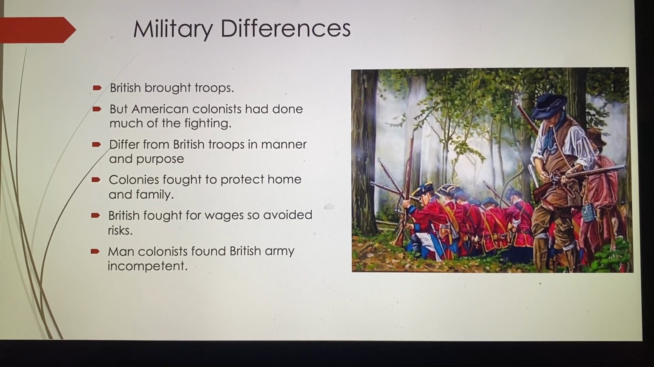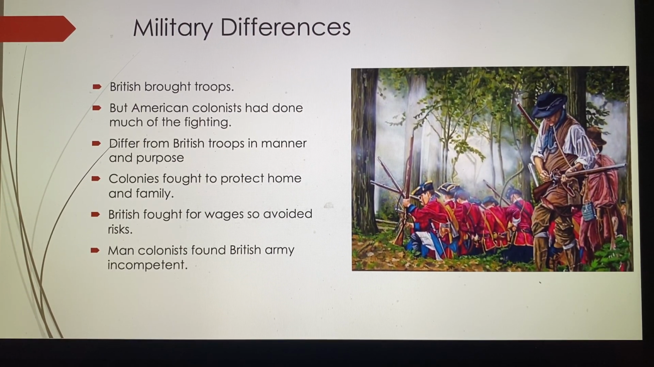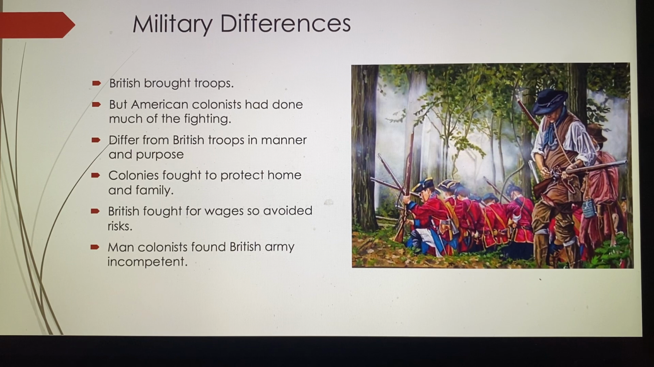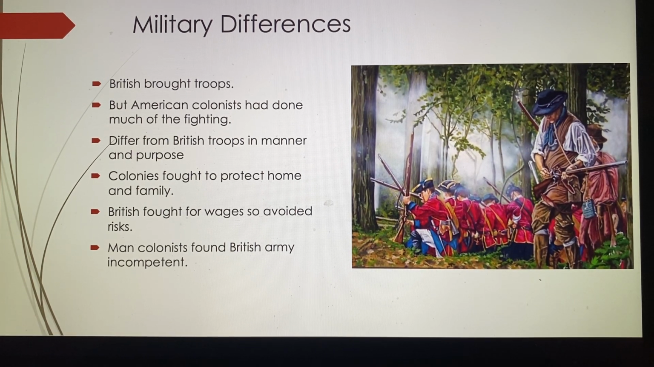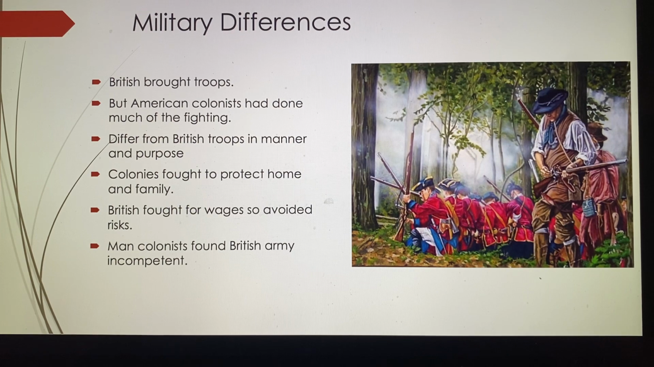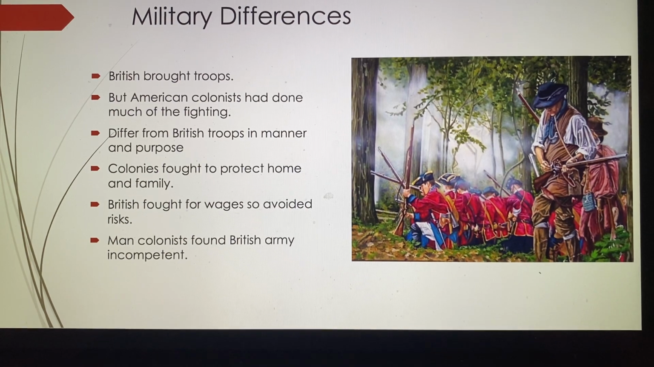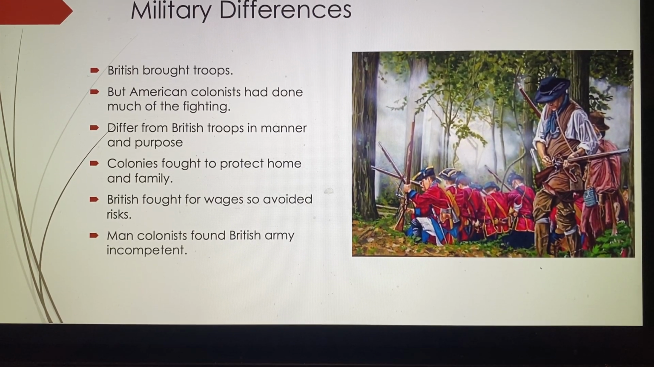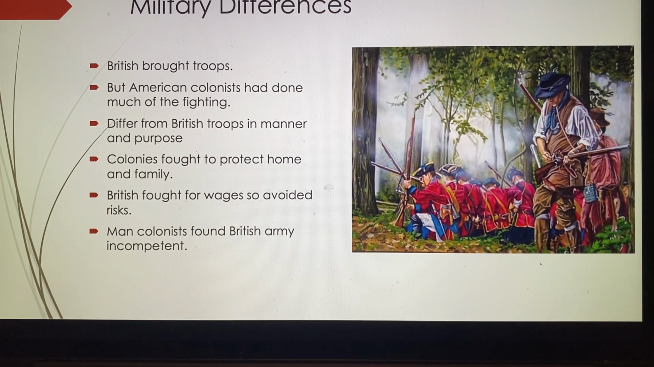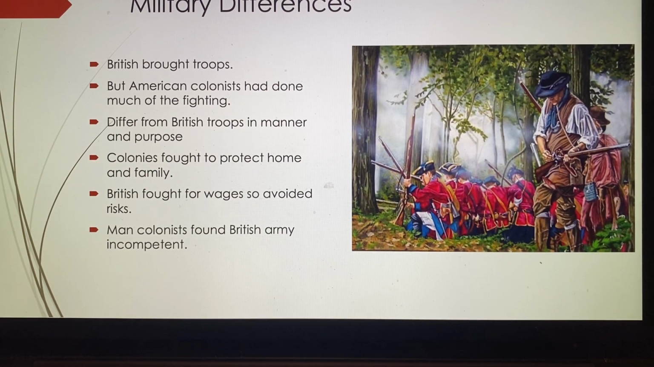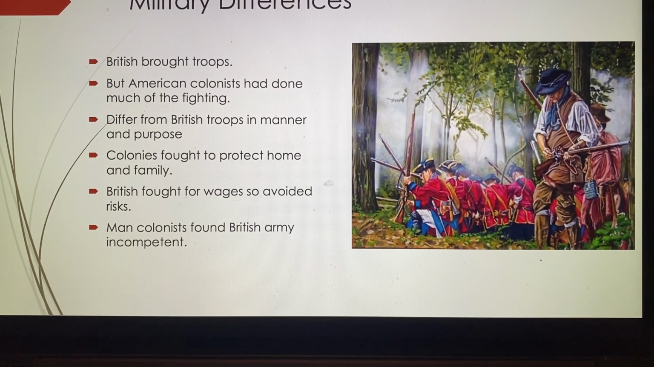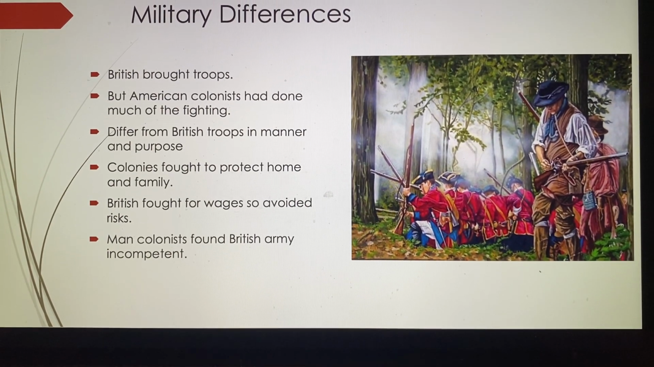And the colonists found the British Army incompetent. Yes, the colonists that fought found that the British Army was pretty incompetent compared to the way they fought. They saw that the British fought in lines in their red coats, and they thought, this is crazy. And the colonists fought from the woods, in a different manner. And so they thought, wow, this British army is not as competent as we thought. And this would affect the war for independence that would be coming on.